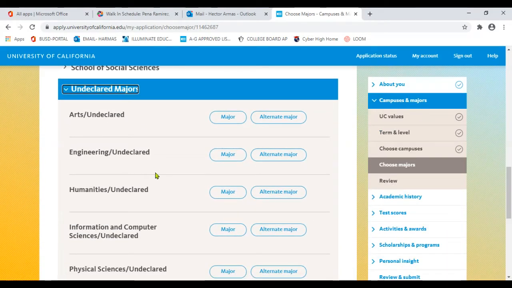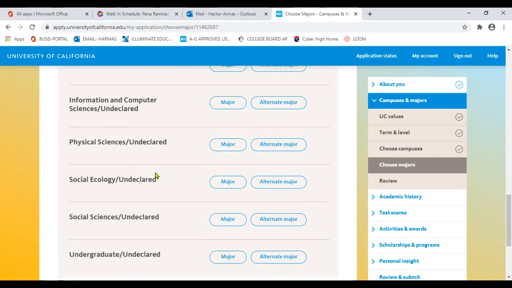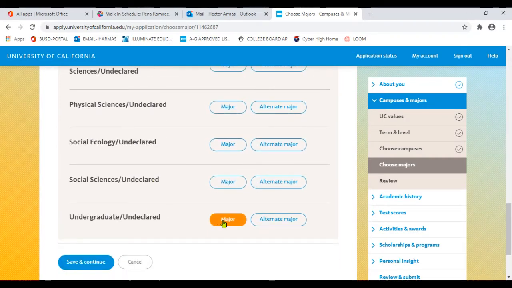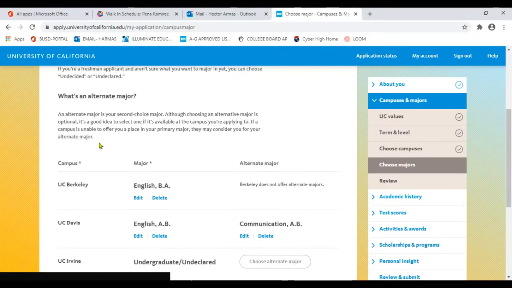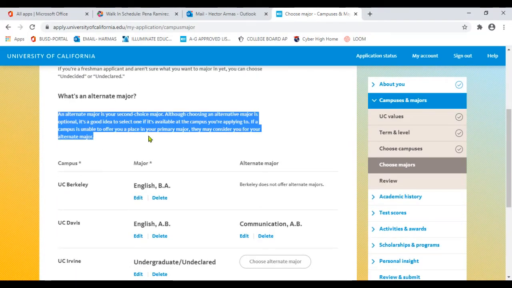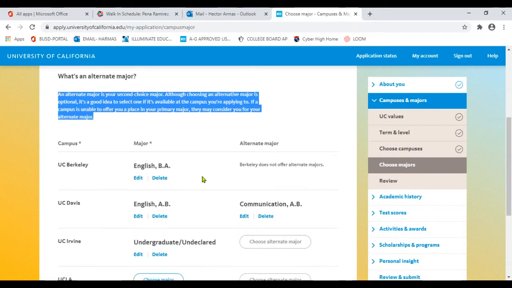So choose the one that's best related to what you think. You may have no idea, and that's what you would choose. But maybe you know you want something in the sciences, but you just don't know exactly what. Then if you notice, there was an option, undeclared sciences. So then you would choose that.